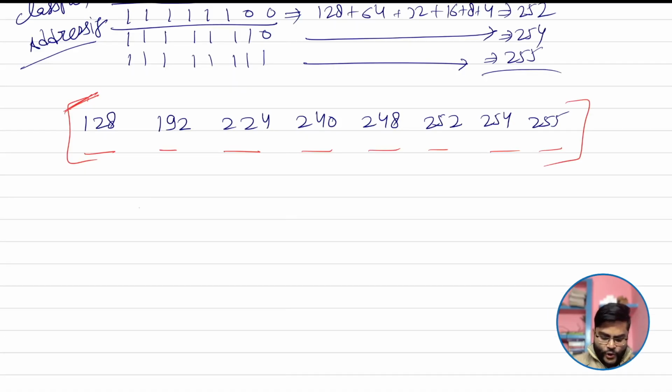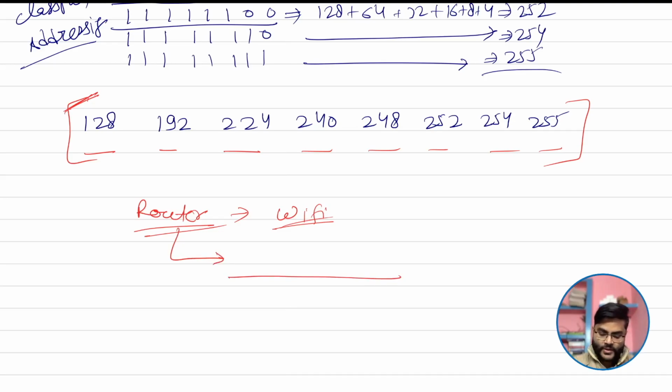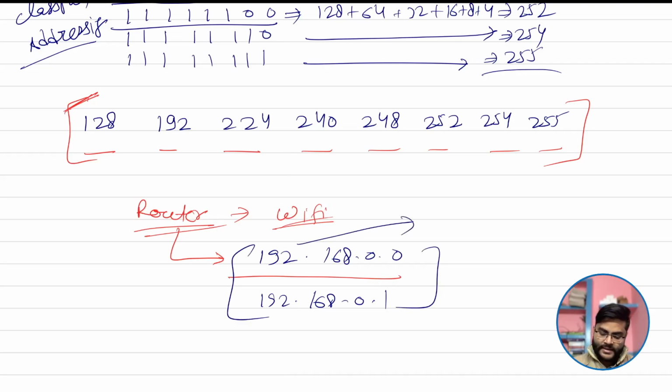Okay. Do you have a router in your home, from which your Wi-Fi is connected? On the backside of the router, the address will be written as something like this: 192.168.0.0 or 192.168.0.1. So what is this? This is nothing but an address. Classful addressing gives the addresses. This is the address 192. Okay, it comes under class C, right?